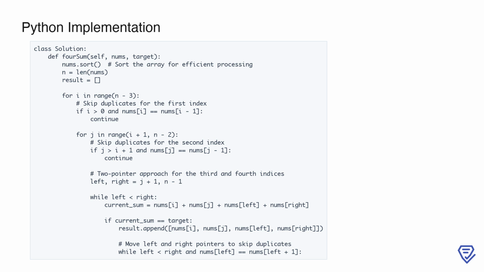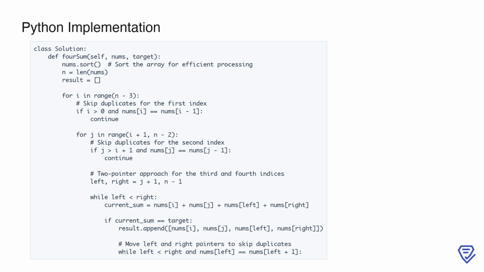After setting up these 2 loops, we proceed to implement the two-pointer approach for the third and fourth indices, using variables left and right, starting right after j and at the end of the array, respectively. Within this two-pointer loop, we calculate the current _sum by adding the values at i, j, left, and right. If this sum matches the target, we append the quadruplet to the result list.